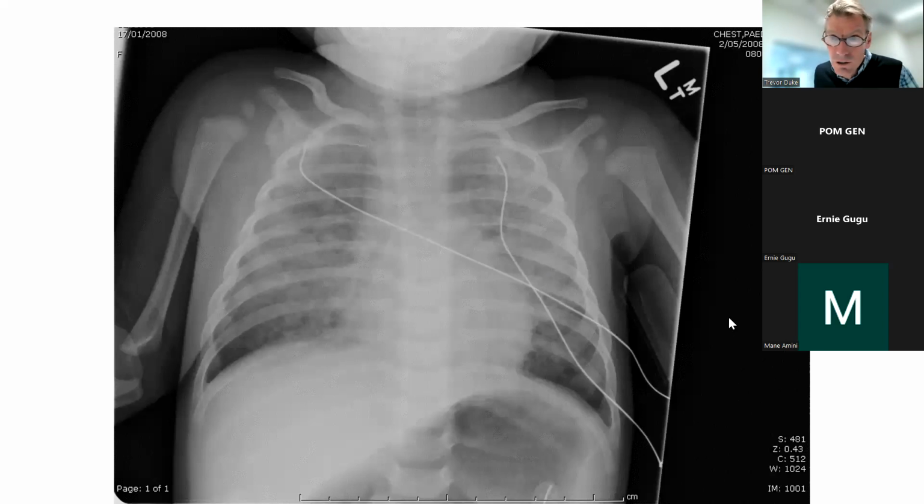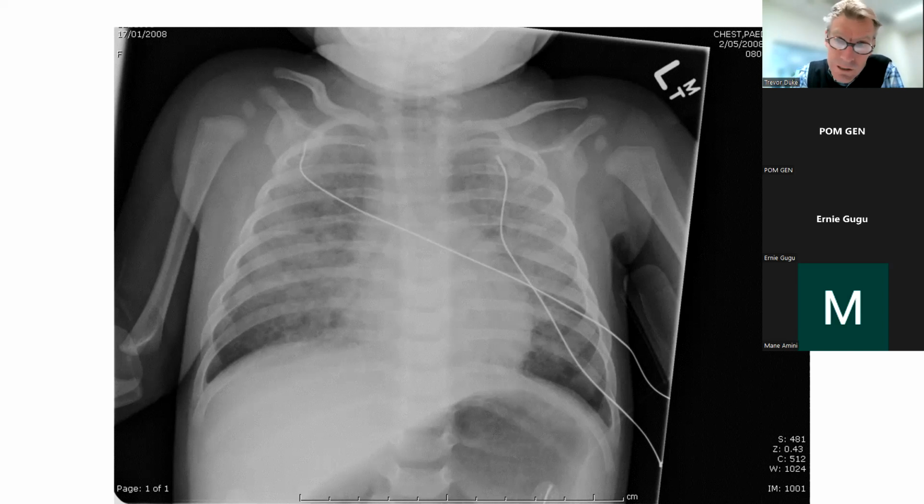Okay. Here's another X-ray. This was a small child about 6 months of age who presented with severe respiratory distress. Who can tell me what's going on here? Widespread opacities. Yeah, this is widespread, isn't it? There's widespread patchy opacities through both lung fields.